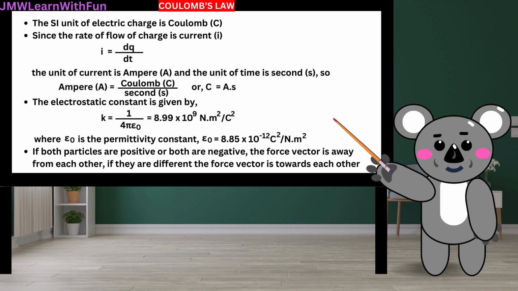The electrostatic constant is given by K = 1/(4π ε0) = 8.99 × 10^9 N m²/C², where ε0 is the permittivity constant. ε0 = 8.85 × 10^-12 C²/(N m²). If both particles are positive, or both are negative, the force vector is away from each other. If they are different, the force vector is towards each other.